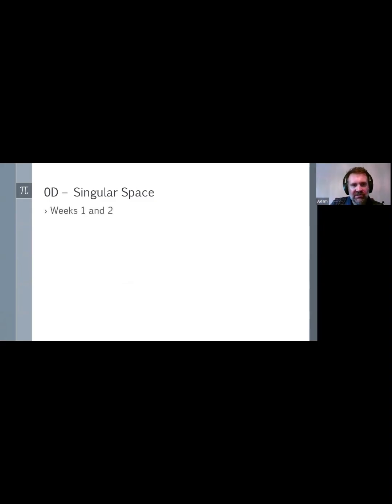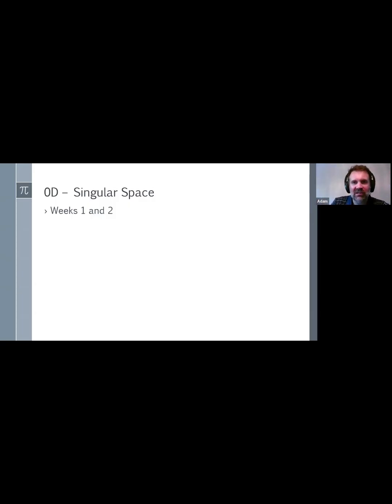There's no length, there's no width, there's no height, there's no depth, there's nothing. It's just this dot. And weeks 1 and 2 will cover this singular space. We're going to look at the numbers that we represent in math. We use numbers to represent amounts of things. So we're just going to look at the numbers themselves, the specific numbers. No arithmetic, just what are the numbers?